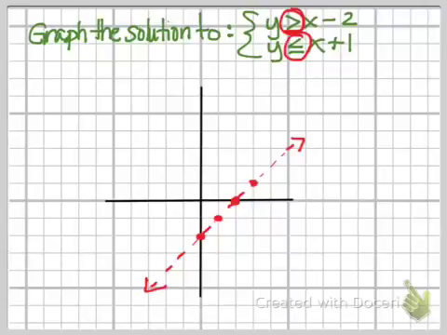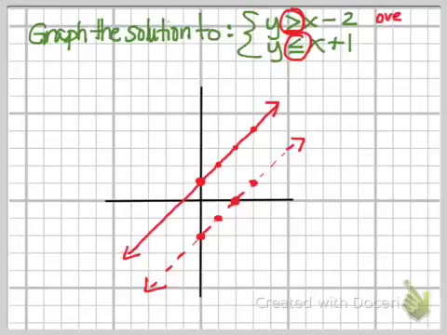So for the second part, I have a y-intercept of positive 1. It's going to be a solid line because it's less than or equal to, and my slope is 1. So I'll start at 1 with a slope of 1 and do a solid line.